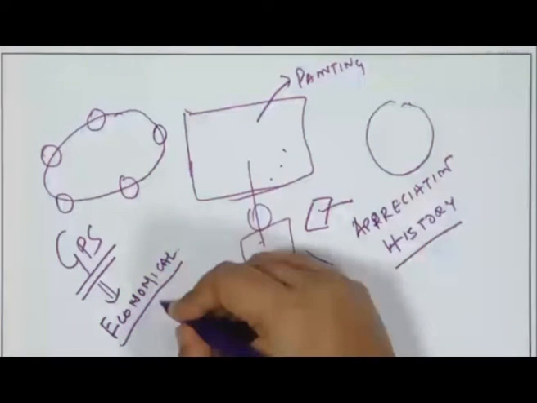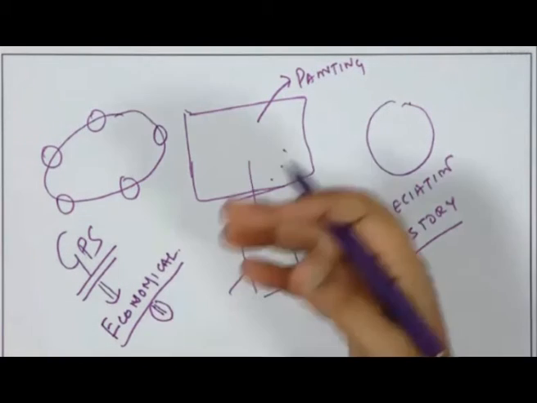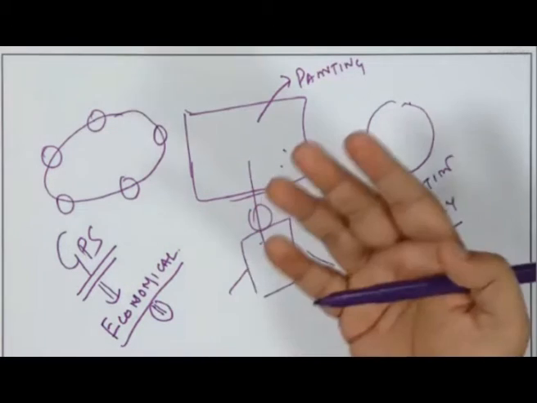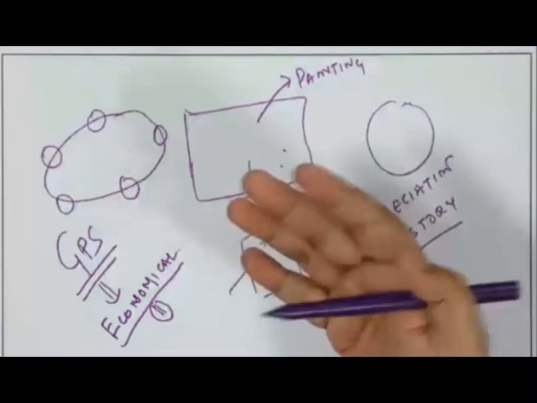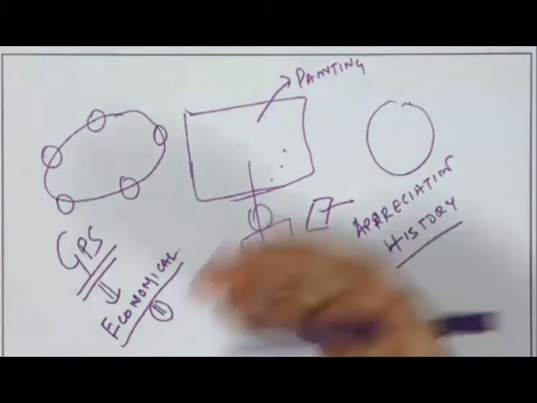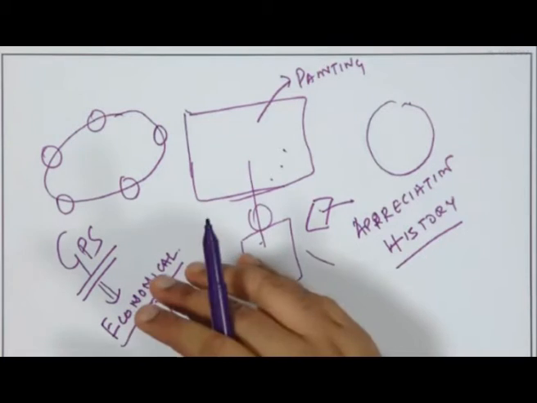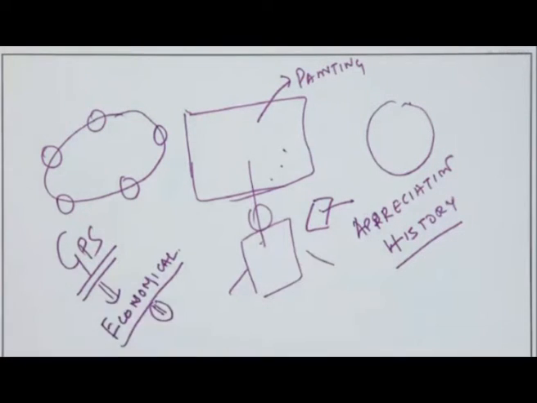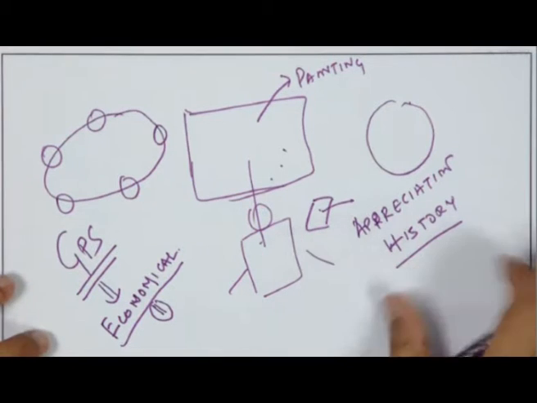GPS has become very economical and a part of the mobile phone, and it can be found anywhere. In advanced countries we find it in cars, boats, planes, construction equipment, everywhere. Now in our country also, people are using GPS in cars. GPS is becoming very popular in our country also.